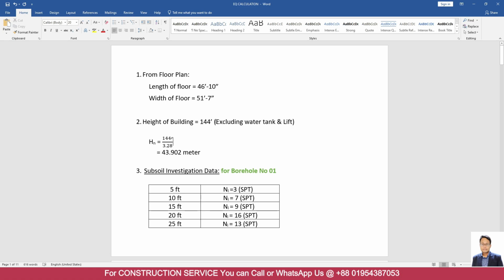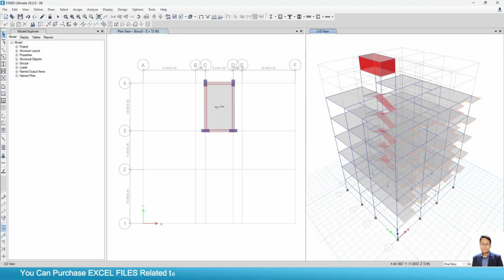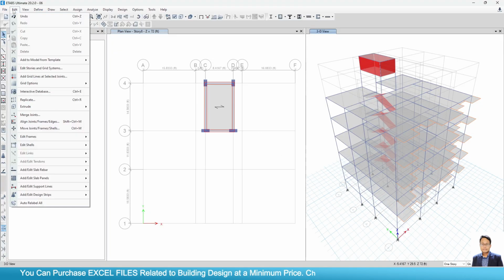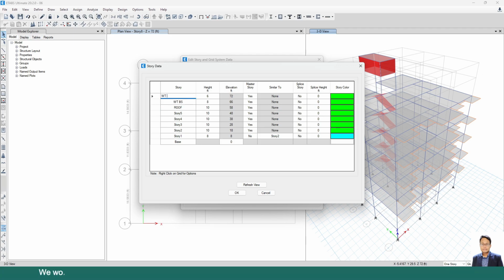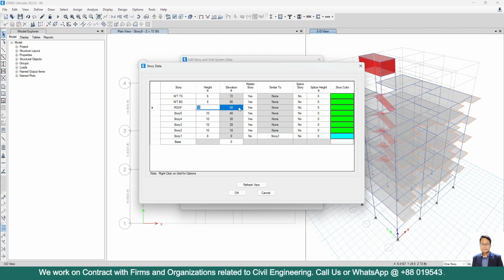of overhead water tank or lift core. Okay. Now go to ETABS, then go to edit stories and grid system, modify / show story data. Here this one is the roof. Here this is the roof floor. After that this one is water tank bottom slab, water tank top slab. So we have to take height up to roof, that means 58 feet.